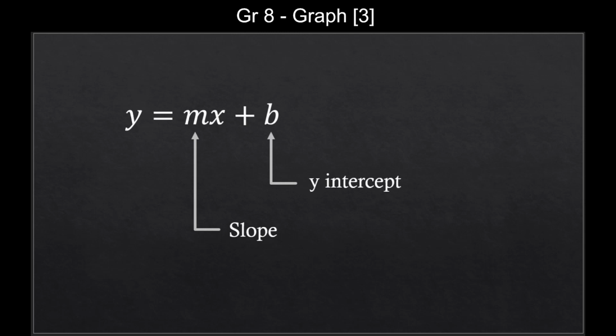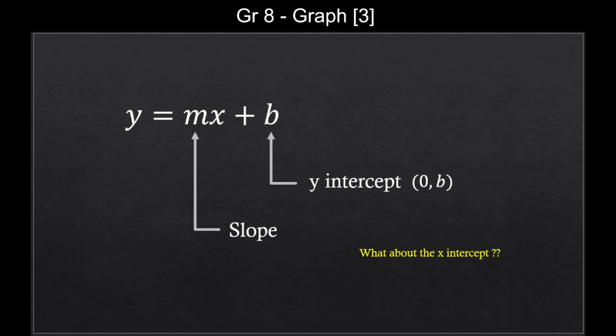We have a conclusion. Mathematicians write functions using this form: y equals mx plus b. M is the slope value and b is related to the y-intercept. So when we write down our y-intercept, it's going to be (0, something), and that something is simply going to be this b from the function.